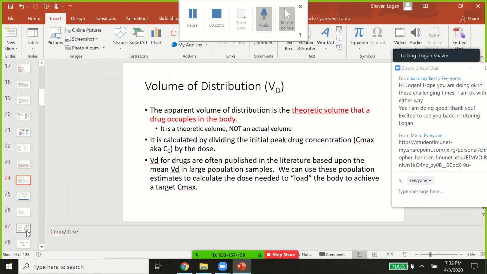All right, now volume of distribution. Basically, what volume of distribution actually is, is just a theoretic volume that a drug occupies in the body. The way I think about it is, it's not a real volume. It's not like how much water is in your system, right? The volume of distribution is kind of like the range of the drug, like how far it can go out, and what space it can occupy. That's the way I think about it. But yeah, it's a theoretic volume, not a real volume, and it's the space that the drug actually occupies in the body.